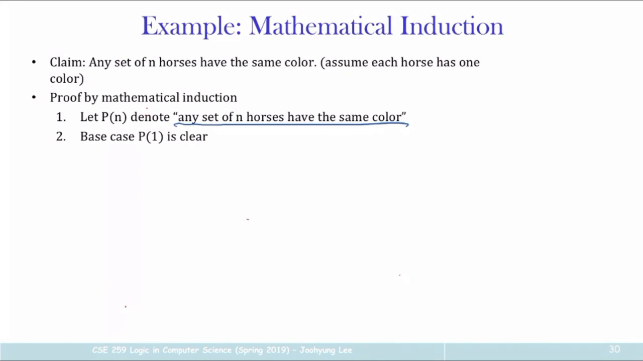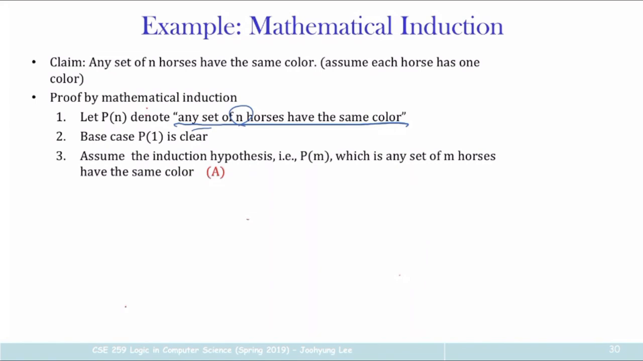We have to prove the base case. The base case is P of 1 is true. P of 1 here means that any set containing only one horse has only one color, which is definitely true, right? Because if you have one horse, then there's only one color associated with one horse.